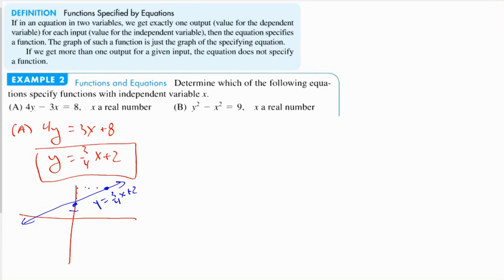And an easy way to determine if this is a function is through what's called a vertical line test. If a vertical line only touches the function once, no matter where you slide it in the domain, then it is a function.